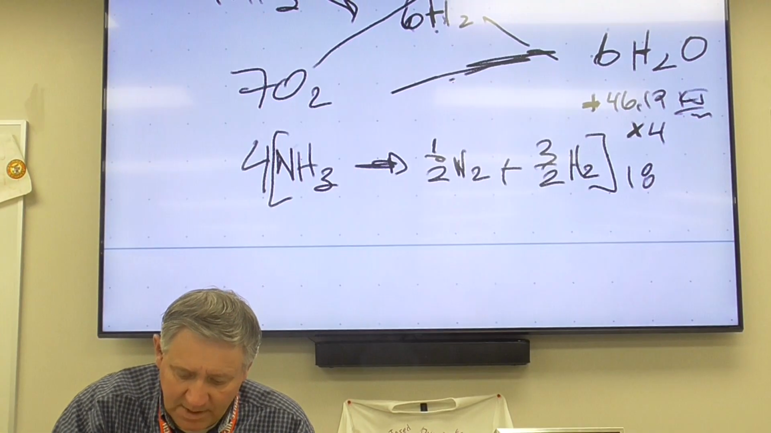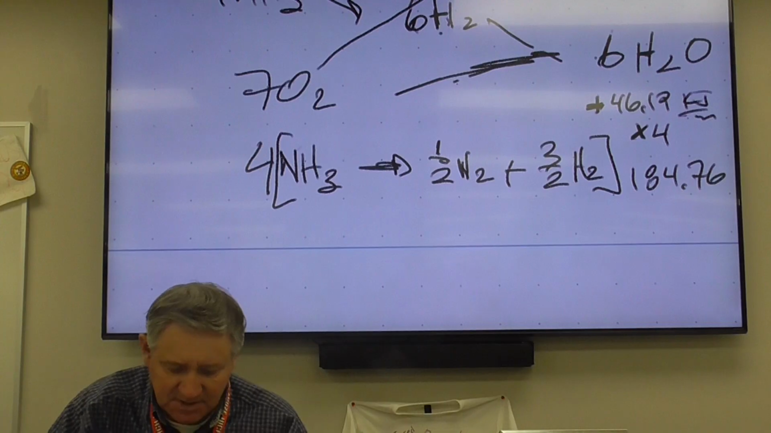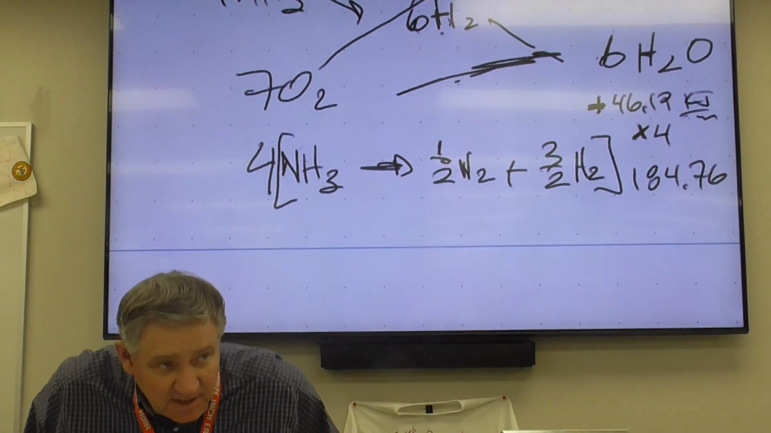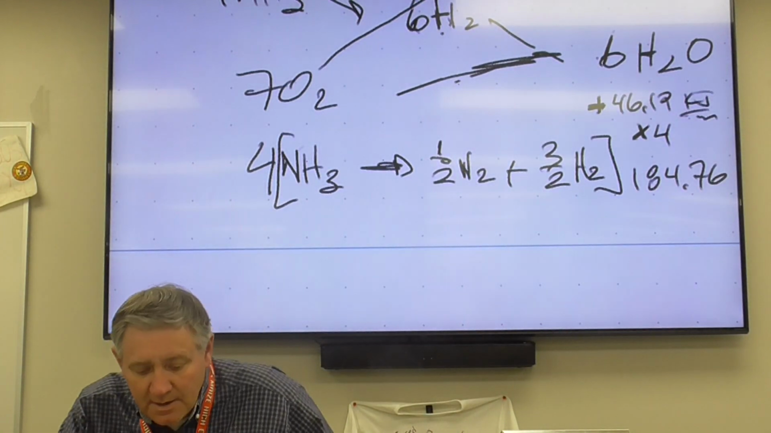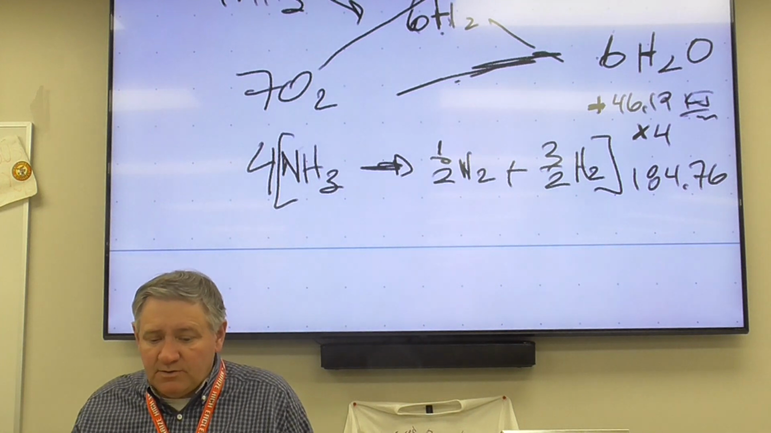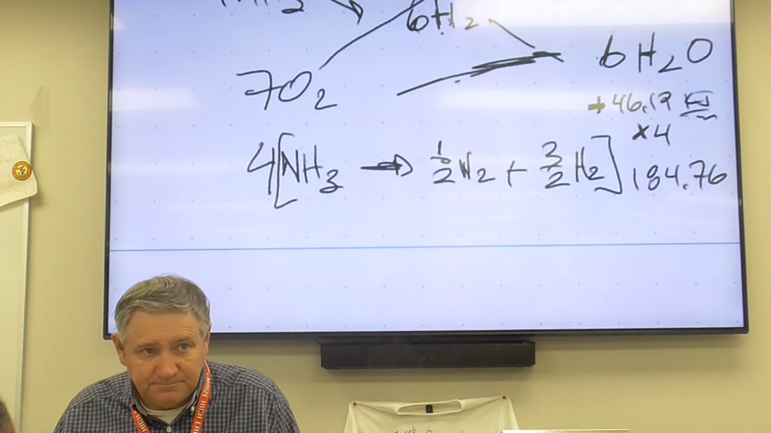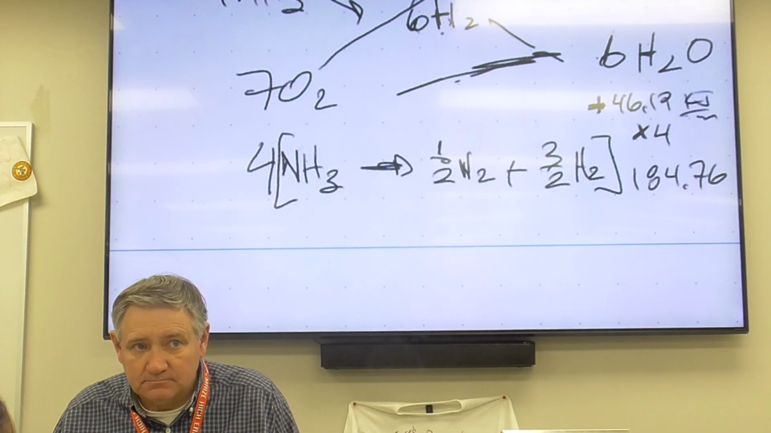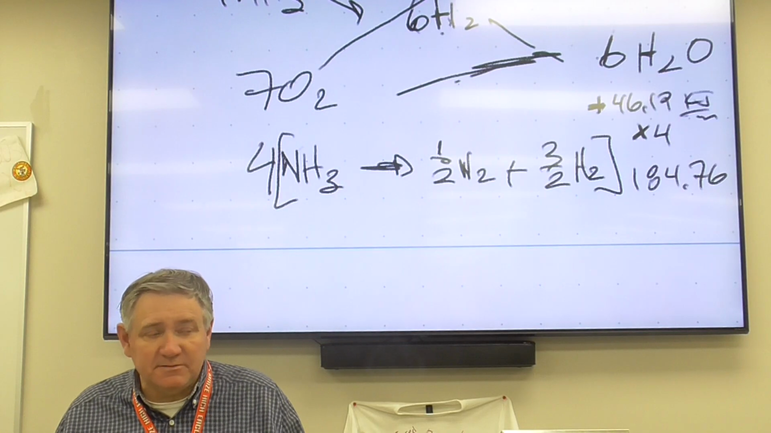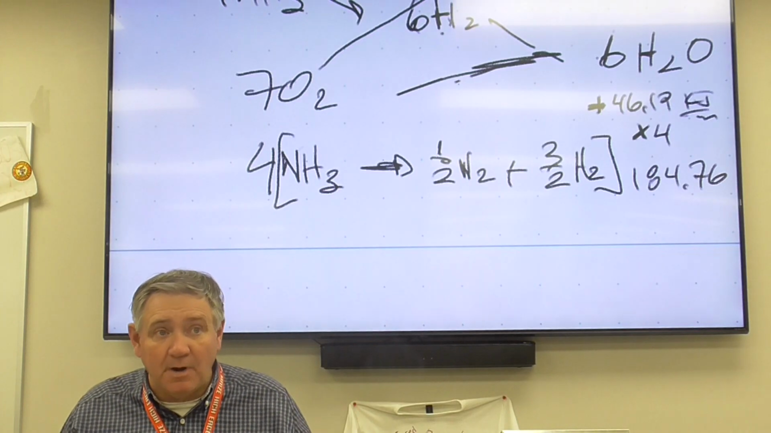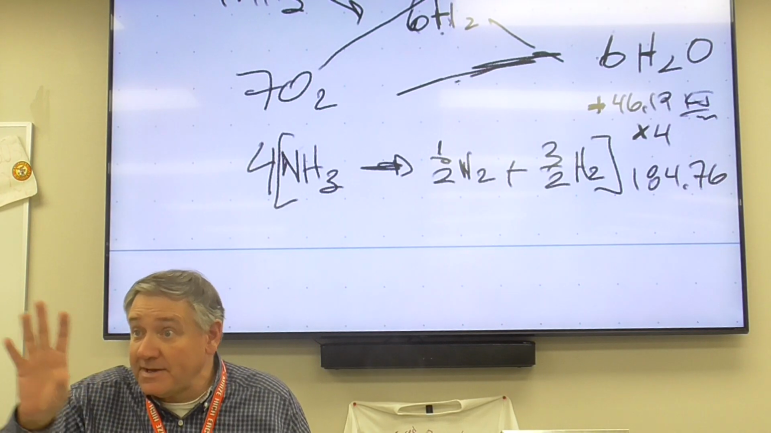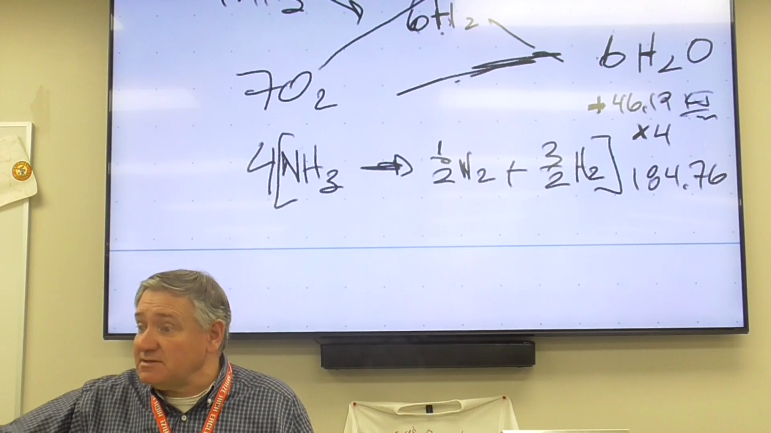184.76. Okay. So here's the significance of this number. Number 1, you'll notice that this is a positive value. Why is it positive? Look at it in terms of breaking or forming bonds. I'm breaking bonds. I have to put energy into the system.